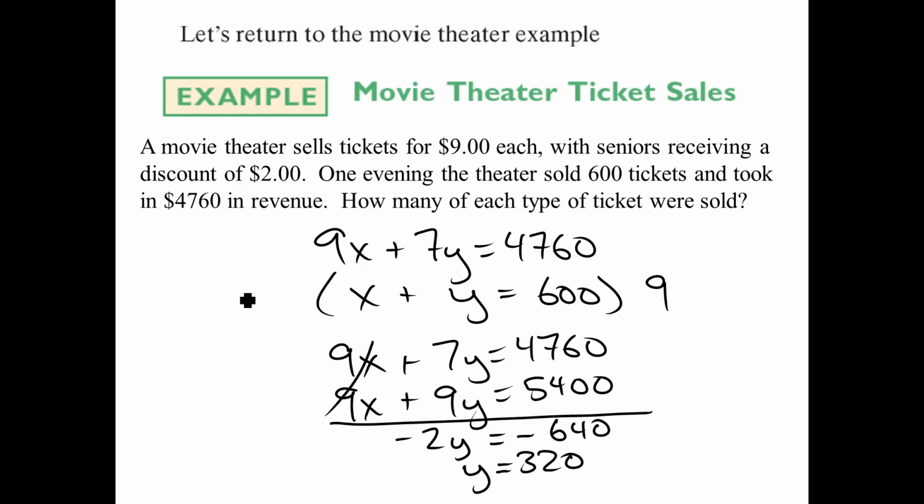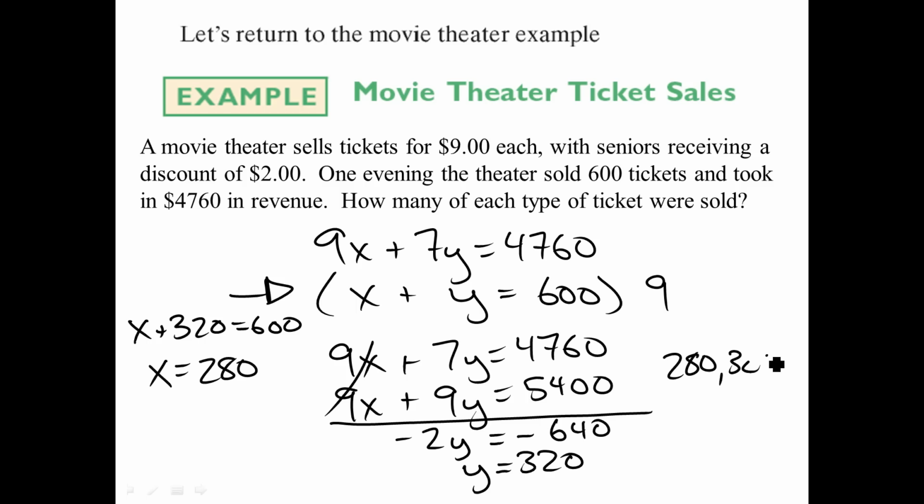How many regular tickets did we sell? Let's plug it back in here. We've got x plus 320 equals 600. Subtract that 320 and x is going to be 280. So, final solution, 280, comma, 320.